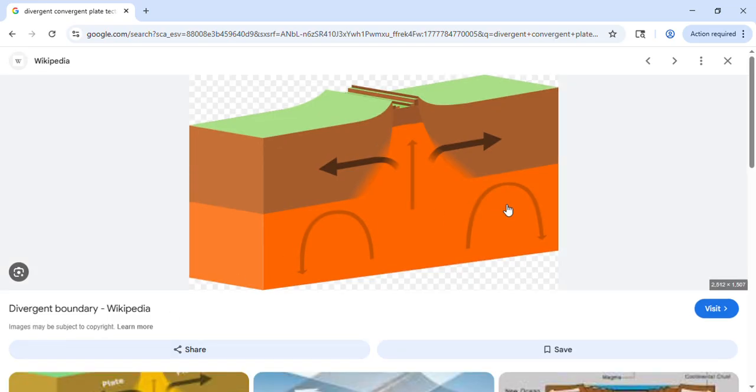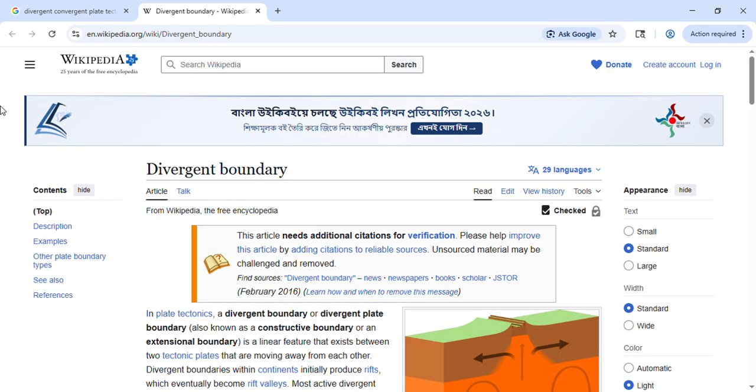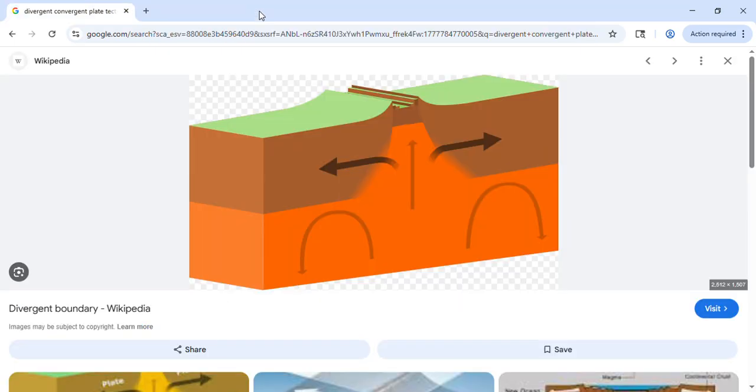Inside the earth, heat generated from radioactive decay creates convective cells. These are convective cells. Hot magma rises, cools, and then sinks again. So this shows that the earth is not a static rock but a living, breathing, and recycling system.